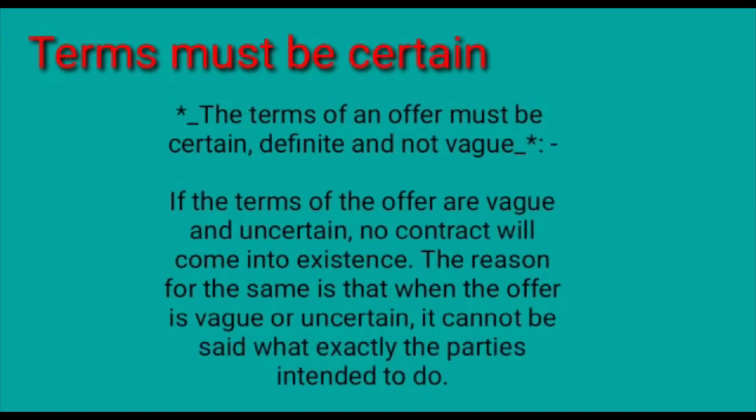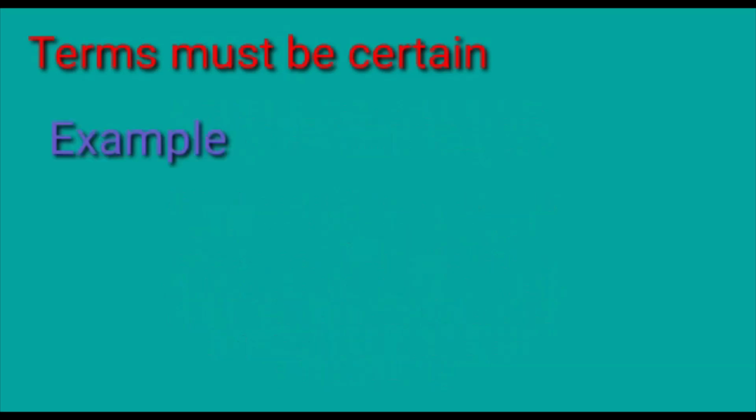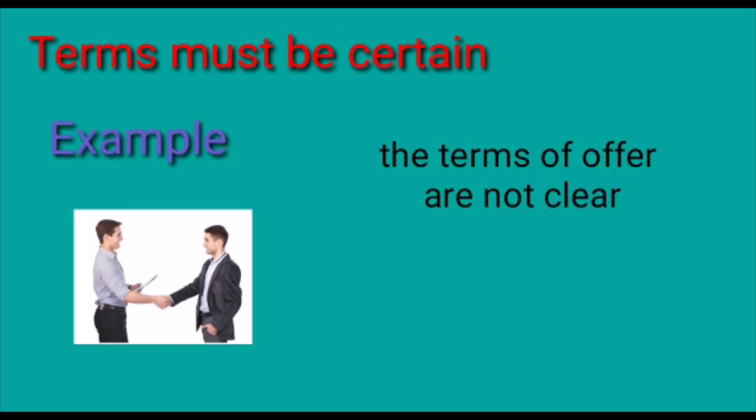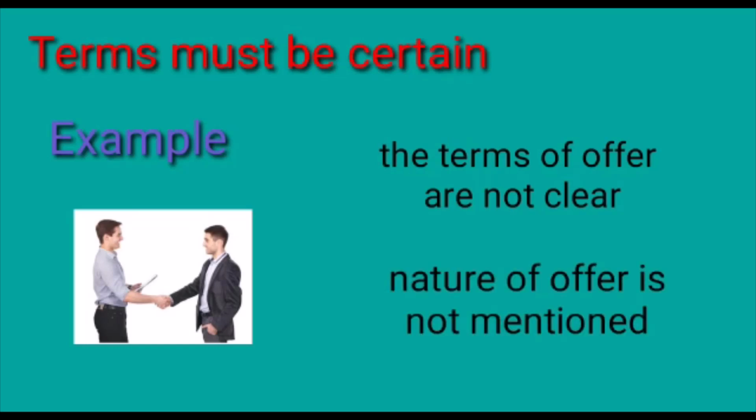Terms must be certain. The terms and conditions of the contract shall be clearly mentioned in the agreement without any ambiguity or vagueness. In other words, the terms of the contract must be clear and certain. Otherwise, the contract is not valid and enforceable. Example: A offers B to supply 100 tons of oil. In this example, the terms of offer are not clear, since the nature of oil, whether it is coconut oil or groundnut oil, etc., is not mentioned.